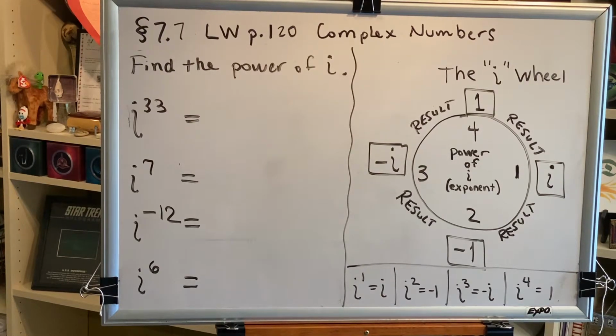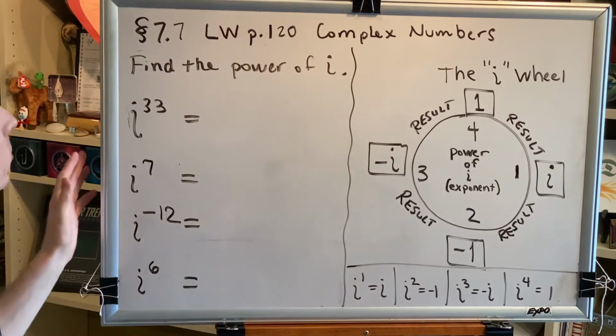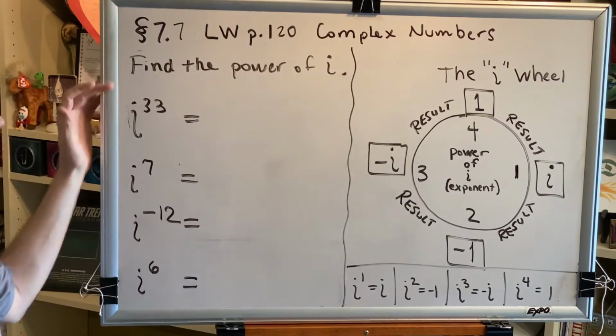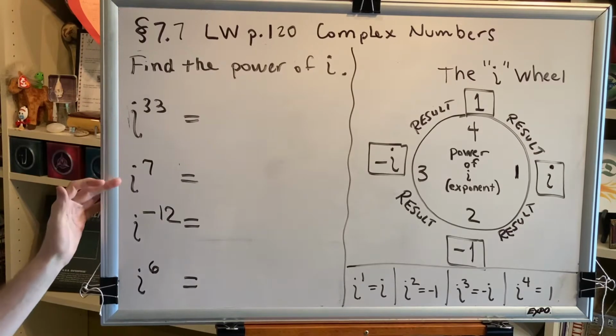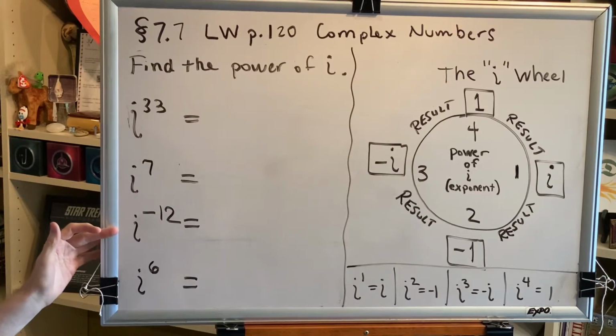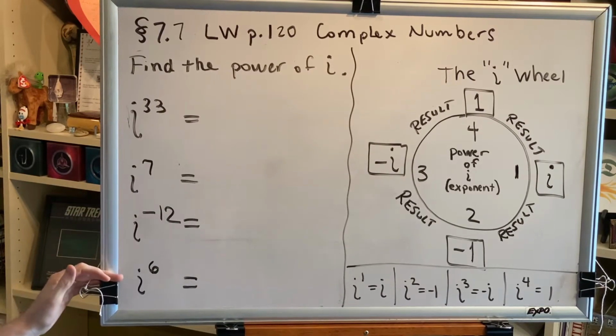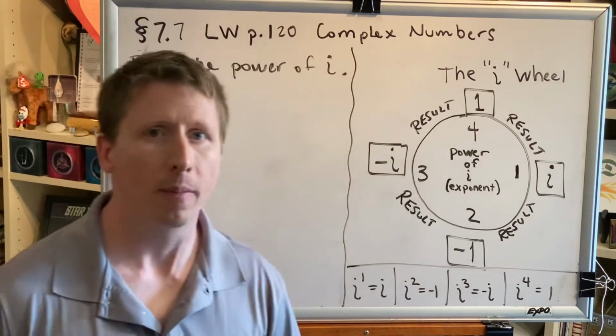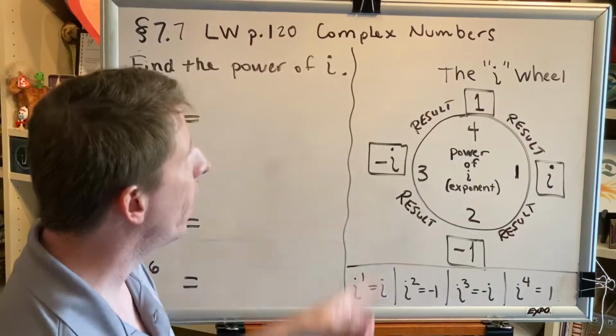We continue on Learning Workbook page 120, and we finish the section with these problems. Find the power of i to the 33rd power, i to the 7th power, i to the negative 12th power, i to the 6th power. Now before we attempt these problems, there's something that I would like to share with you called the i wheel.